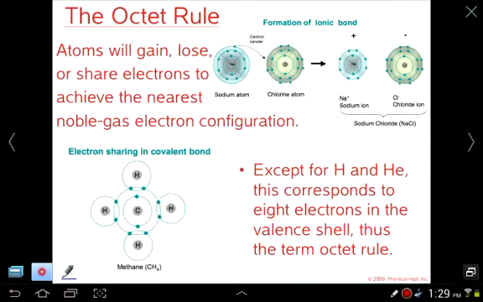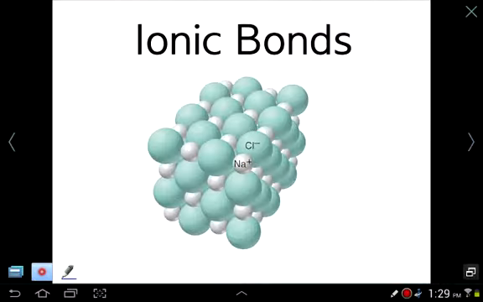The only exception is hydrogen and helium. Helium we don't have to worry about because helium does not form any compounds. Hydrogen, however, does, since it only has the one S subshell open. In the first energy level there's only the S subshell. It only needs 2 electrons. Let's take a close look now at ionic bonds.